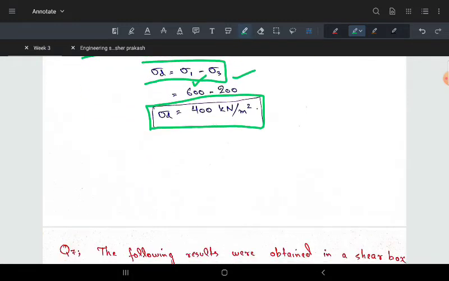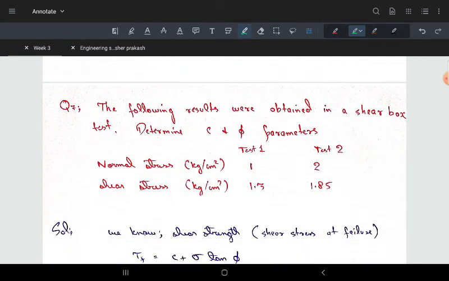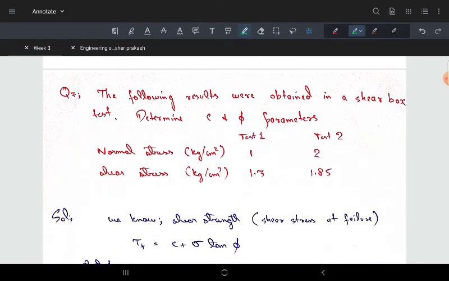Let's move on to another question. That is question number 7. The following results were obtained in the shear box test. Determine the C and phi parameters. Normal stress in test 1 was 1 and in test 2 was 2. Shear stress was 1.3 in test 1 and 1.85 in test 2.